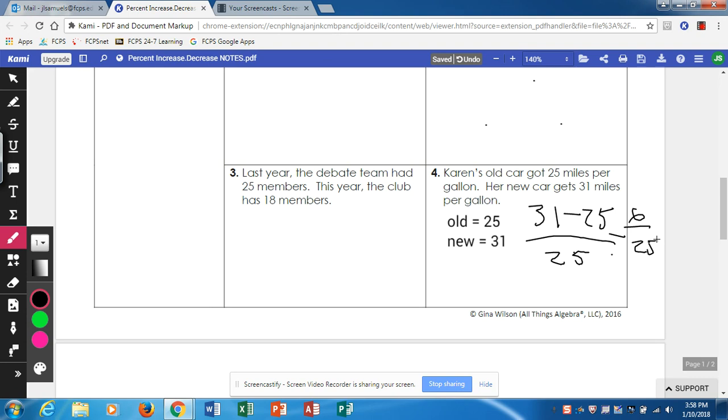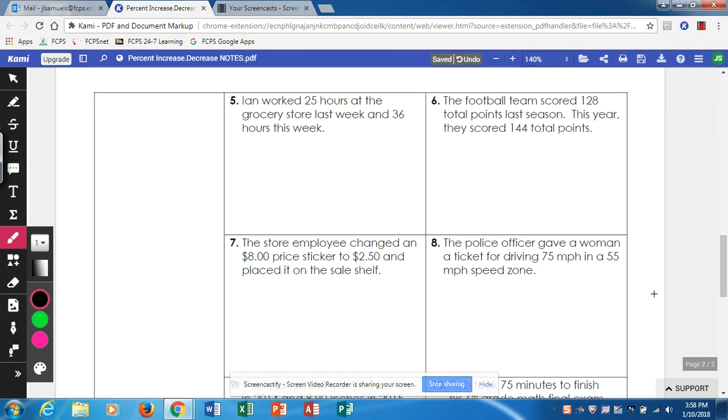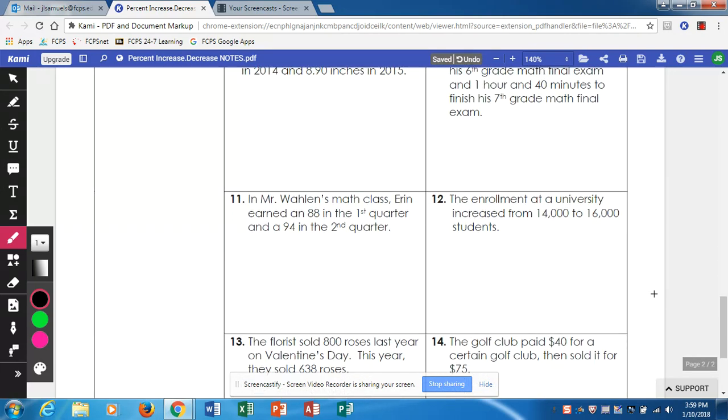So when we are finding out what 6 over 25 is, obviously to turn a fraction into a decimal, we divide, and we find that that decimal ends up being 0.24. So we need to change that into a percent, and 0.24 becomes 24%. And one other thing I want to point out to you, notice how this is positive. So clearly, the first car was getting 25 miles per gallon. Now the car is getting 31 miles per gallon. So this is a 24% increase. Okay. I will do one more with you, and then you guys are going to be responsible for the rest. We'll talk about any ones you have questions on tomorrow in class.